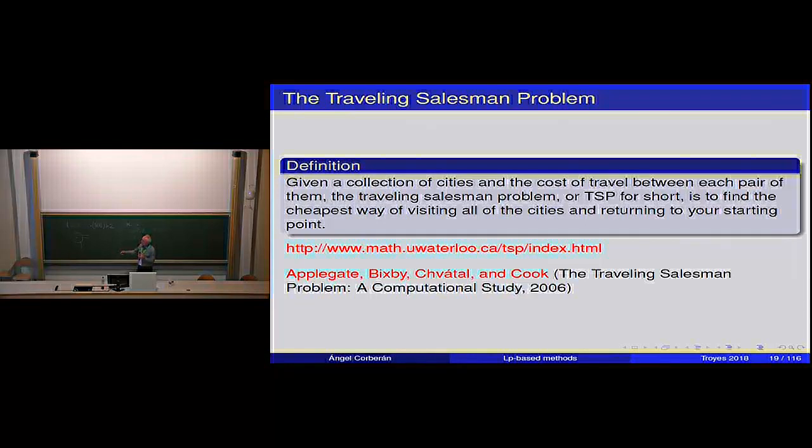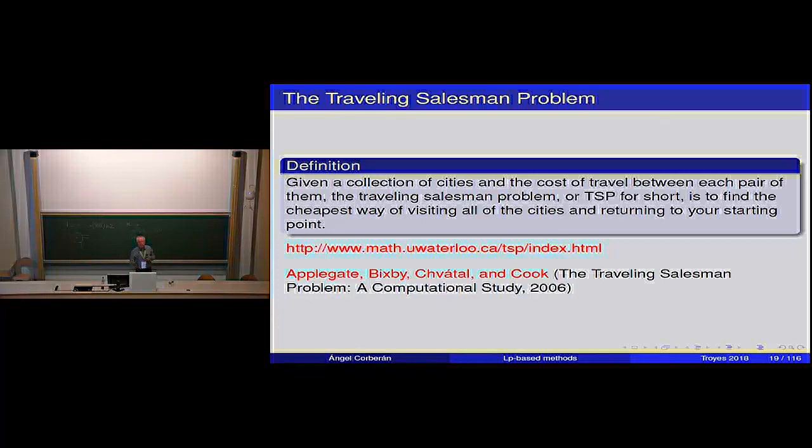These guys: David Applegate, Bob Bixby, one of the creators of Cplex, and Dan, who created Gurobi. He sold Cplex to IBM, and then he created another company. Vasek Chvátal and Bill Cook wrote a very nice book called The Traveling Salesman Problem: A Computational Study.